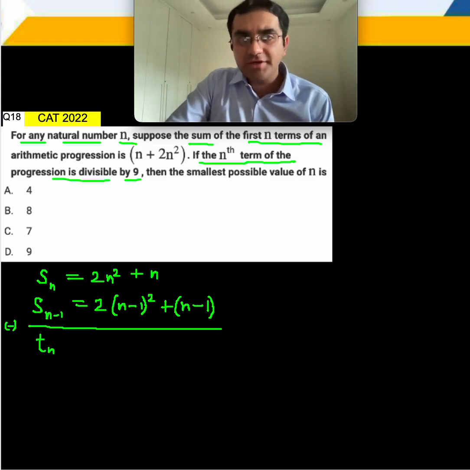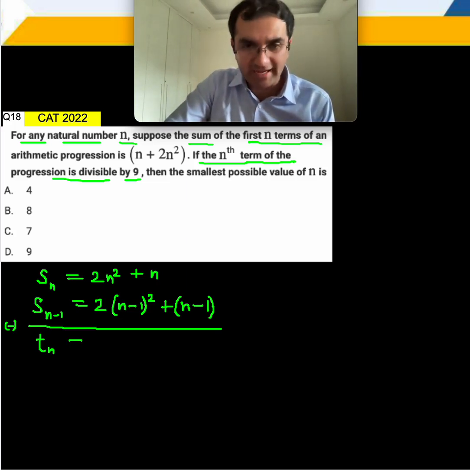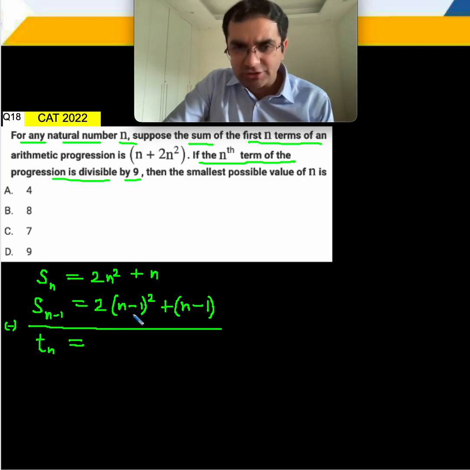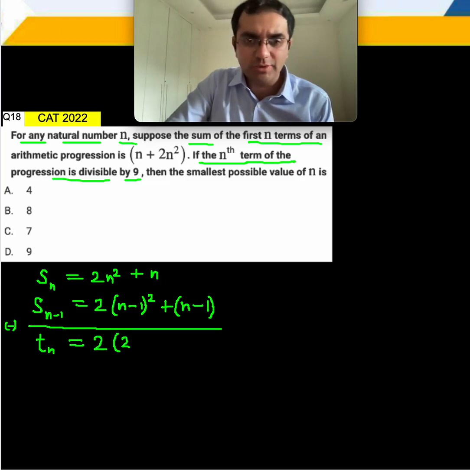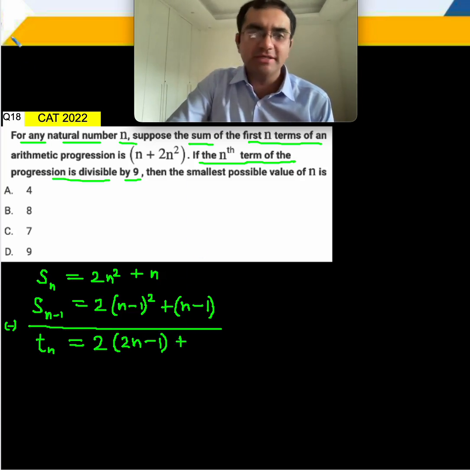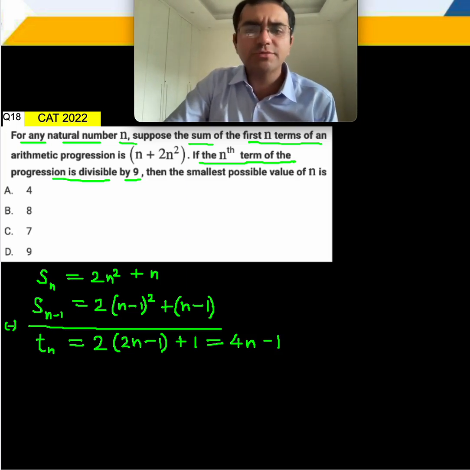So sum of n terms minus sum of the first n minus 1 terms is equal to tn. And subtract the first two. यहाँ 2 common हो जाएगा. n square minus n minus 1 square will give you 2n minus 1 plus and then n minus n minus 1 will give you a 1. ठीक है. This becomes equal to 4n minus 1. So 4n minus 1 is divisible by 9. So smallest n को option से ले लेते हैं quickly.